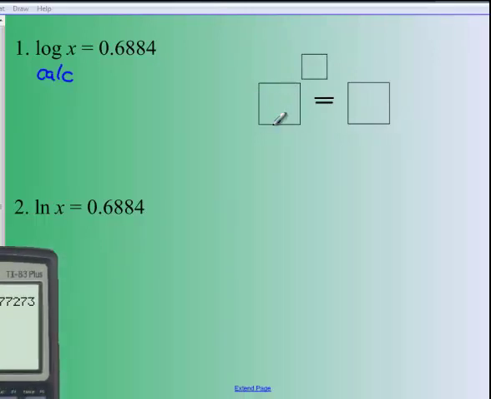Right? If we go back to this way, we know that the base is 10. So the base is 10. The exponent is 0.6884. And my answer is x. So there it is. I could write it out by hand, or I could have done anti-log on the calculator.